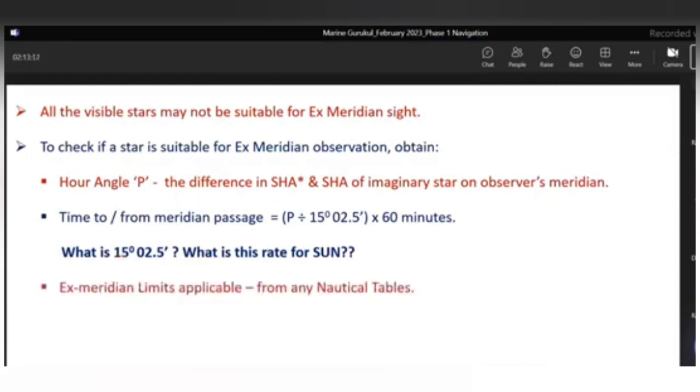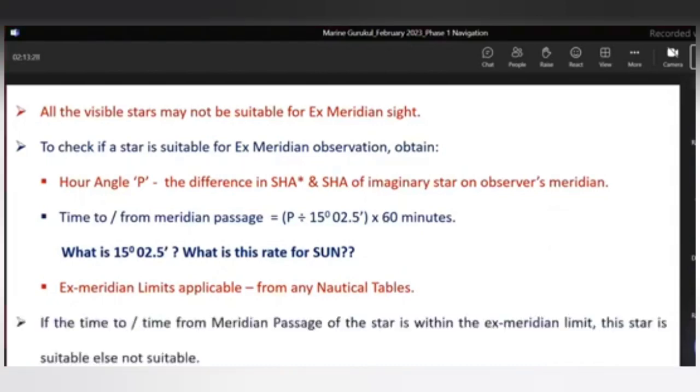Then we use any of the nautical tables, and from there we find the ex-meridian limits applicable to this case, which will depend on the observer's latitude and the declination of the body. So we get the ex-meridian limits from nautical tables. If the time to meridian passage or time from meridian passage calculated above is within the ex-meridian limits obtained from the nautical tables, then the star is suitable for ex-meridian observation. Otherwise, it is not suitable. So beta, I will be explaining these steps now when we solve the question. I'll tell you the meaning of each and every step. So shall we proceed to the solution?